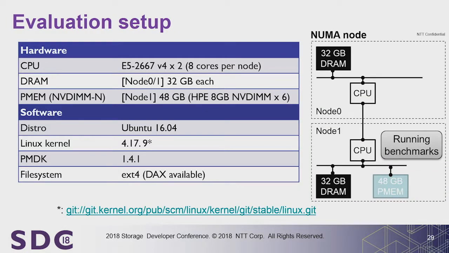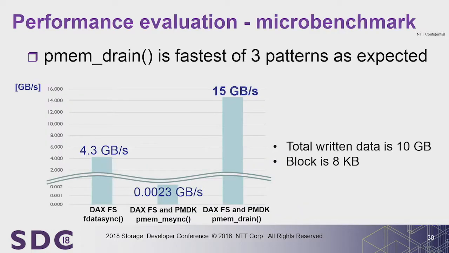This is the evaluation setup. I use one HPE server with two NUMA nodes. I run the micro benchmark on node 1 because the PMEM is on node 1. The total size of the write data is 10 gigabytes, and the block size is 8 kilobytes. The micro benchmark I/O throughput on DAX is 4.3 gigabytes per sec. The throughput with pmem_sync is 0.0023 gigabytes per sec, and the throughput with pmem_drain is 15 gigabytes per sec. pmem_drain has faster throughput, as expected.